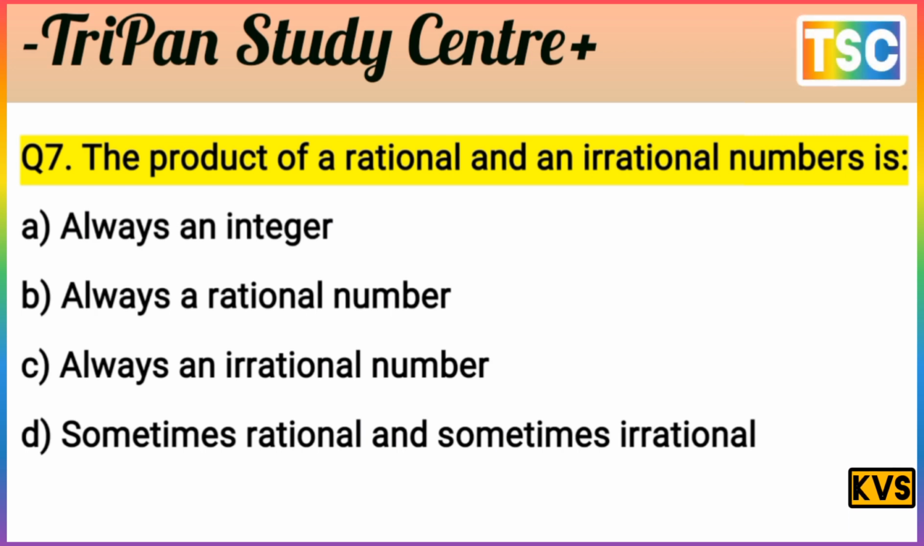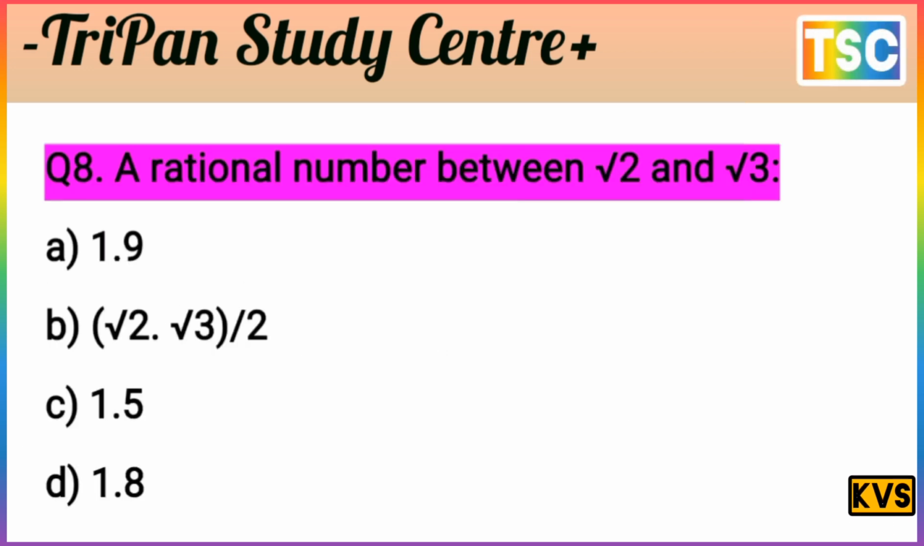That's important here. Let's see the next question. The question is: a rational number between under root 2 and under root 3. That's important. The A option is 1.9, B is under root 3 point under 3 upon 2, C is 1.5, D is 1.8. The question is clear here.